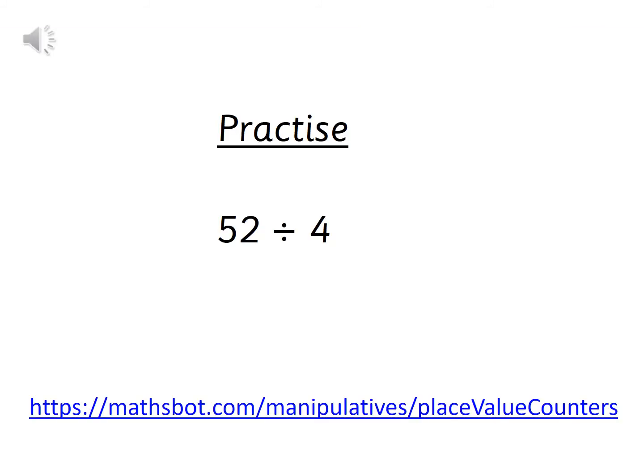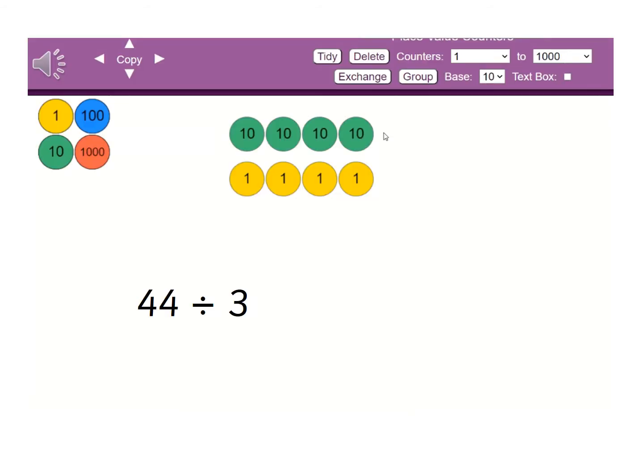Try giving this a go yourself. Can you do 52 divided by 4? The next thing I'm going to show you is what to do when you can't equally divide a number into equal groups. We're going to look at the calculation 44 divided by 3.